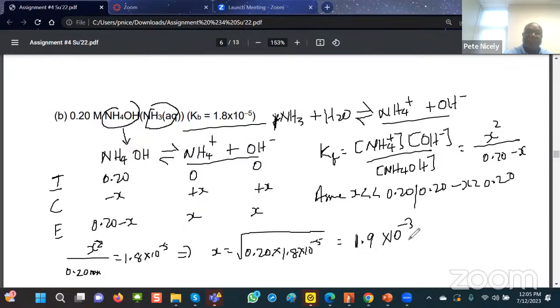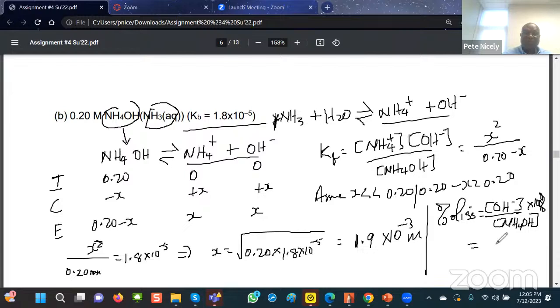And again, we have to find the percent dissociation, which is what the question is asking for. And that is equal to, in this case, the concentration of OH minus over the original concentration of the ammonium hydroxide times 100%. So that would be equal to 1.9 times 10 to the minus 3 M divided by 0.20 M times 100%. And let's see what that gives.